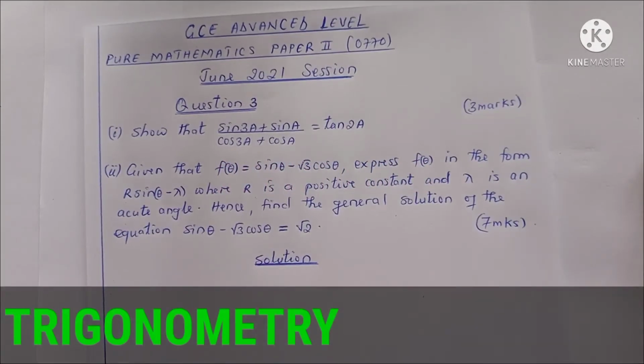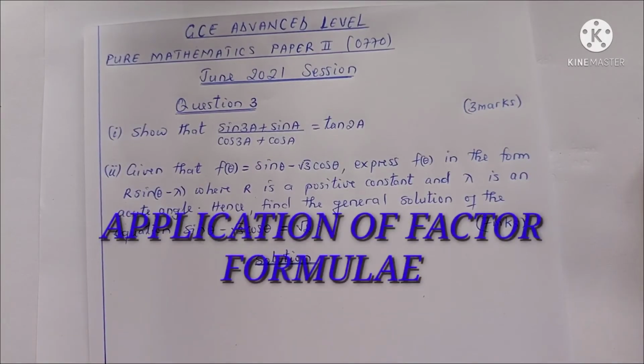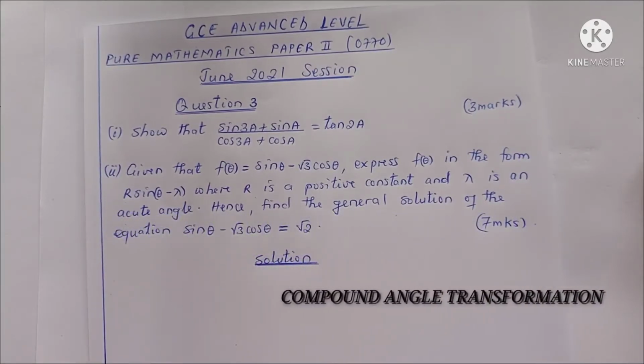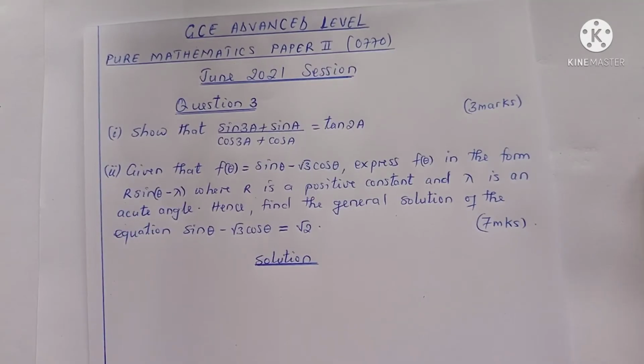This question is on trigonometry and is divided into two sections. The first section is a proof, and we have been asked to show that sine 3a plus sine a divided by cos 3a plus cos a is equal to tan 2a. The second question reads, given that f of theta equals sine theta minus root 3 cos theta, express f of theta in the form r sine theta minus lambda, where r is a positive constant and lambda is an acute angle. Hence, find the general solution of the equation sine 3 theta minus root 3 cos theta equals root 2. So we start with the first question.